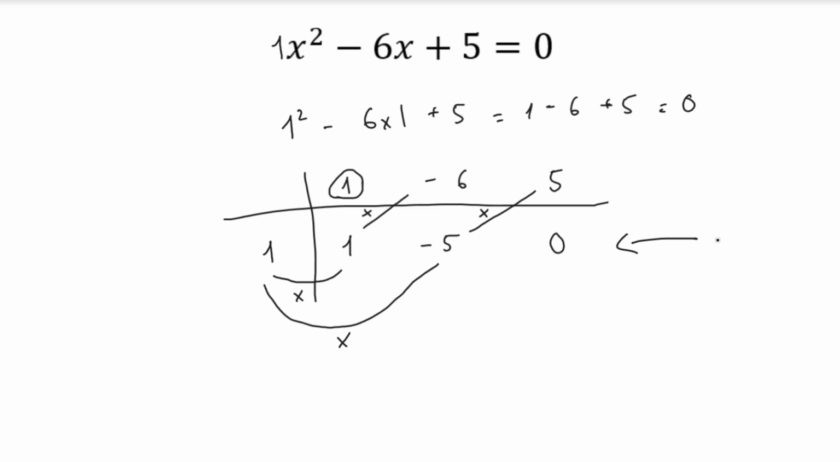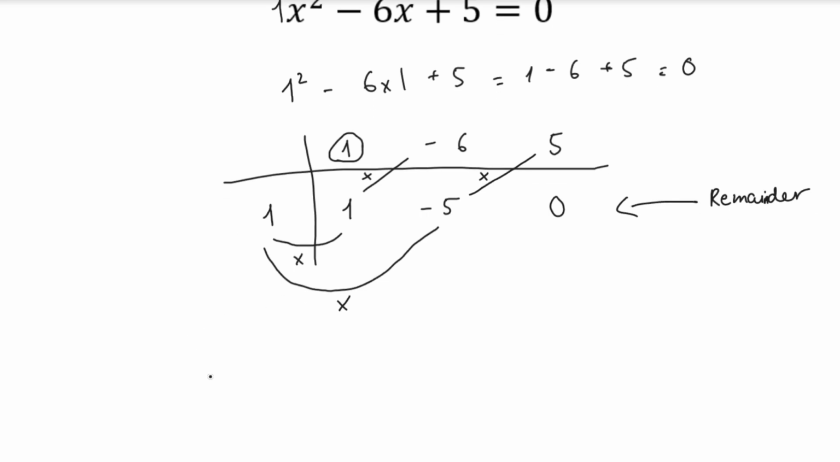This one we call the remainder. If the last number is 0, it means you are correct. The last number has to be 0. This is the remainder, and the remainder has to be 0. So we could rewrite the equation. 1, -5, and 0 are the coefficients of the next factor.